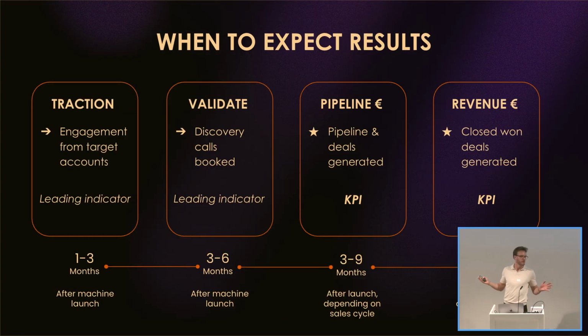When you roll out the motion that we are looking at today, in terms of expectation management, what we very often see is that in the first 3 months you will get the initial traction. After 3 to 6 months, you will start to see the first results coming in: meetings booked, discovery calls, maybe some pipeline. But really after 3 to 9 months, that is when the KPIs truly start to hit.